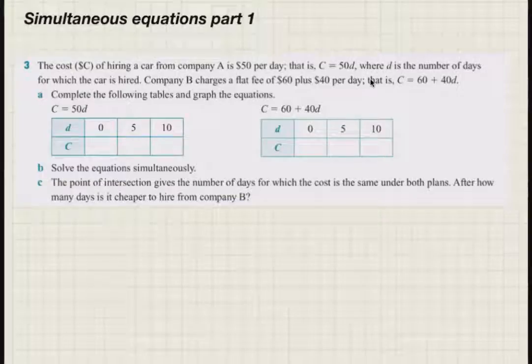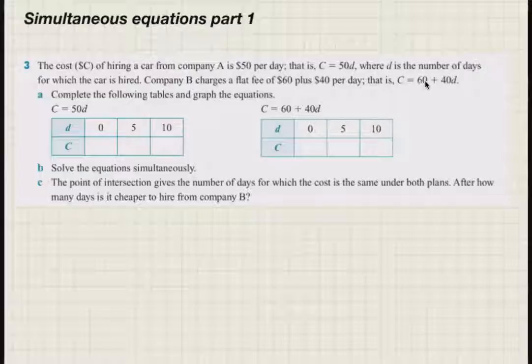So in this question, we're going to look at simultaneous equations. The cost C of hiring a car from a company is $50 per day. That is, C is equal to 50D, so 50 times D, where D is the number of days for which the car is hired. Company B charges a flat fee of $60 plus $40 per day.